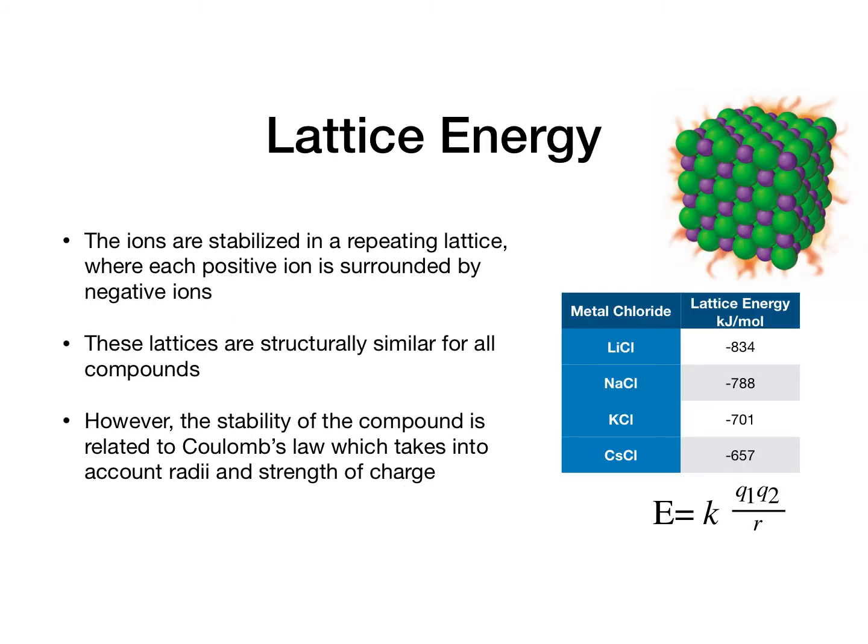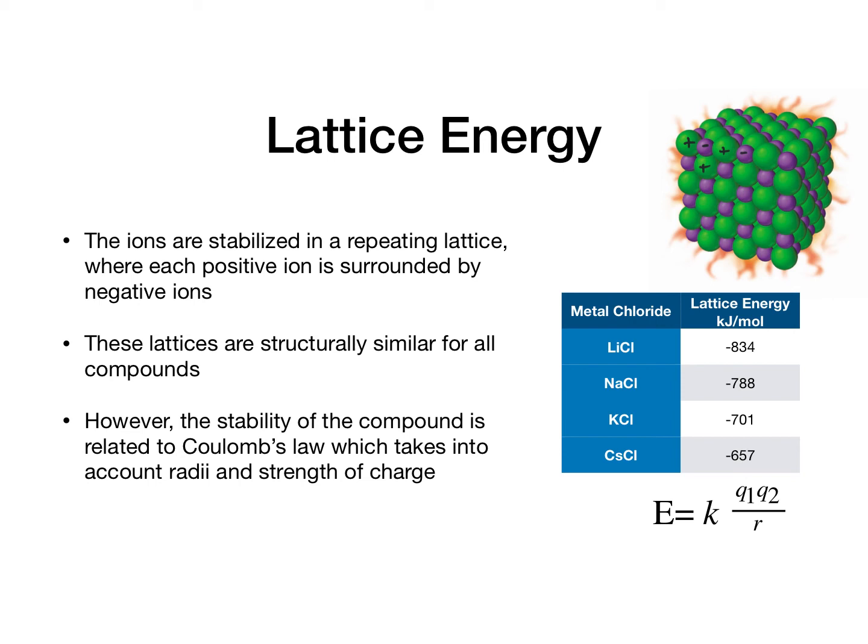So it turns out that the ions are stabilized in a repeating lattice, where each positive ion is surrounded by negative ions. So if we look at this and we have positive and negative, our green are the sodiums, these are our chlorines. One of the things we can see is that every negative ion is surrounded on three sides by a positive ion.